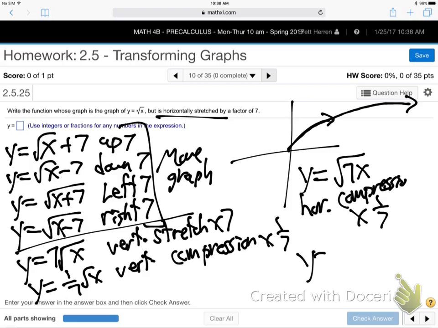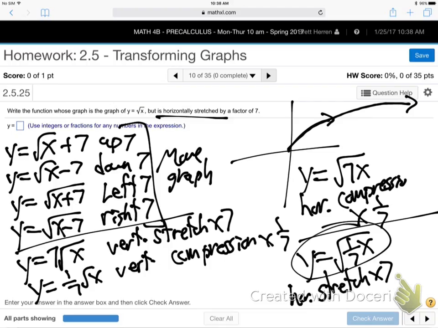Squeeze it down. Whereas, what if we had the root of 1/7 x? What would that do? That would stretch it now, sideways 7 times. That's a horizontal stretch times 7. That's what we're looking for. That was the original question, right? Horizontal stretch. That's our answer right there.